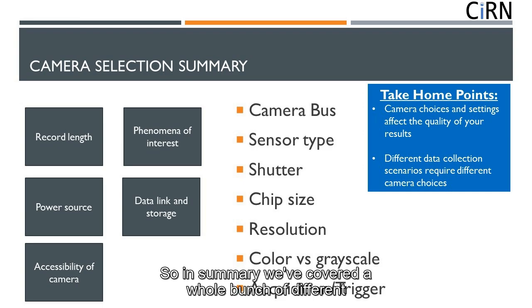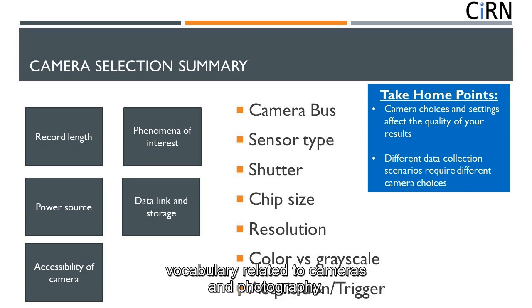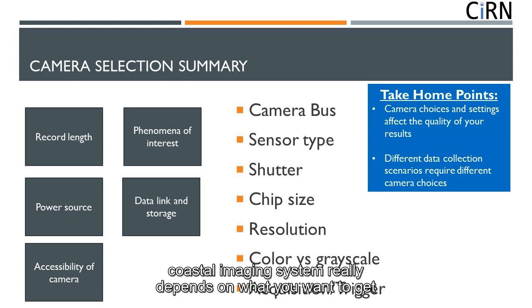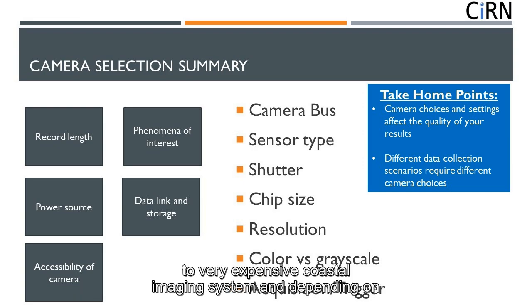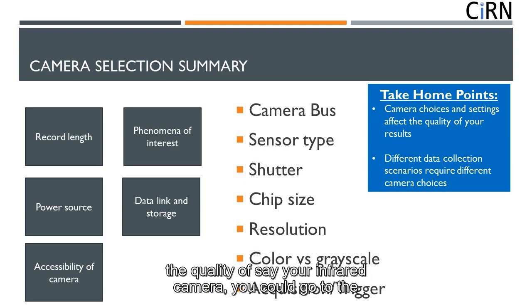So in summary, we covered a whole bunch of different vocabulary related to cameras and photography. The choices that you make about the camera you use for your coastal imaging system really depends on what you want to get out of it. There's from using your cell phone all the way up to a very expensive coastal imaging system, and depending on the quality of, say, your infrared camera, you could go up to the hundreds of thousands of dollars very quickly if you chose to.